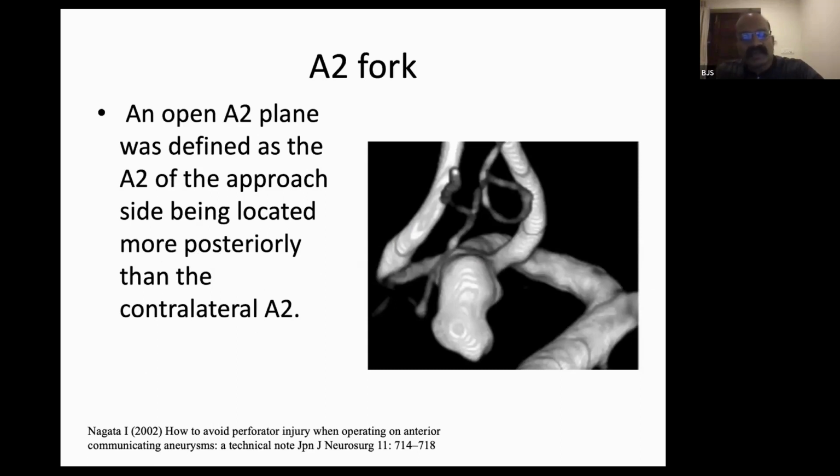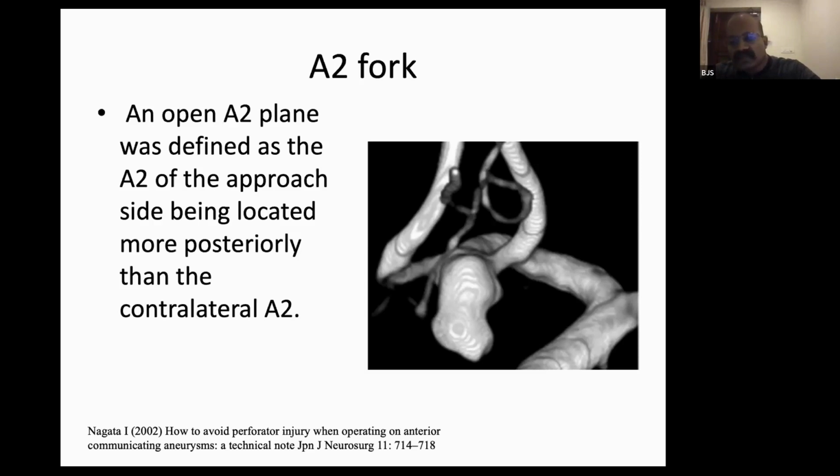Now, this is the A2 fork. An open A2 fork is defined as the A2 of the approach side. That is, you decide the side of the approach to an ACOM aneurysm, and you see that the A2 of that side is located more posteriorly than the contralateral A2. So in the picture depicted in the right panel, the A1 is quite dominant on that side and is usually the side of approach. The side of approach may also be decided by the projection of the aneurysm. You sometimes may not want to go into the aneurysm dissection fundus first. So it's better to take good control of the proximal and distal circulation before one gets into an aneurysm dissection.